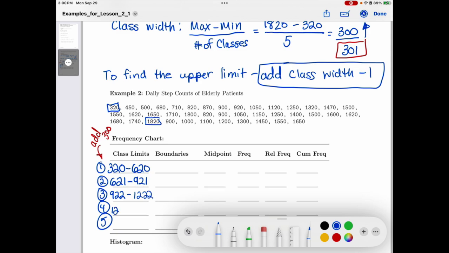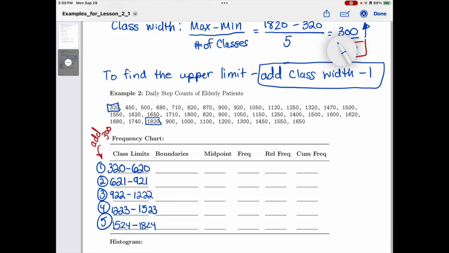As I repeat that process, I get 1,223 to 1,523. And then the last class starts at 1524. Then I add 300 to get 1824.